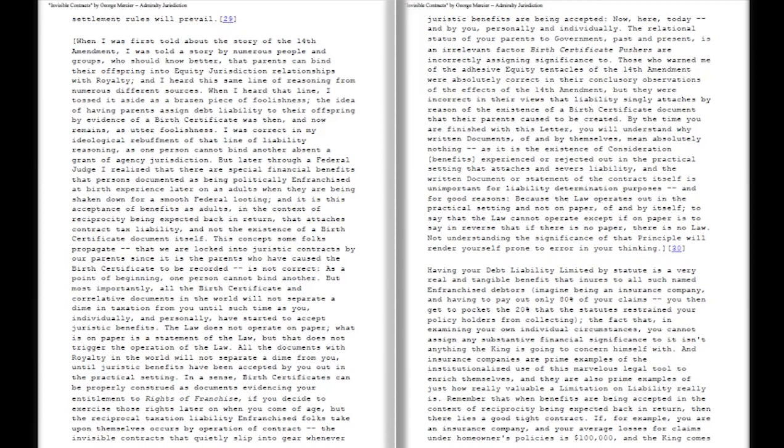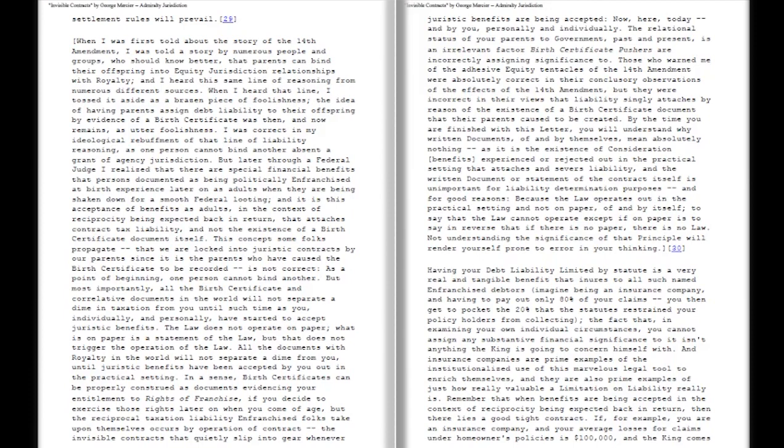When I heard that line, I tossed it aside as a brazen piece of foolishness. The idea of having parents assign debt liability to their offspring by evidence of a birth certificate was then, and now, remains, utter foolishness. I was correct in my ideological rebuffment of that line of liability reasoning, as one person cannot bind another absent a grant of agency jurisdiction.